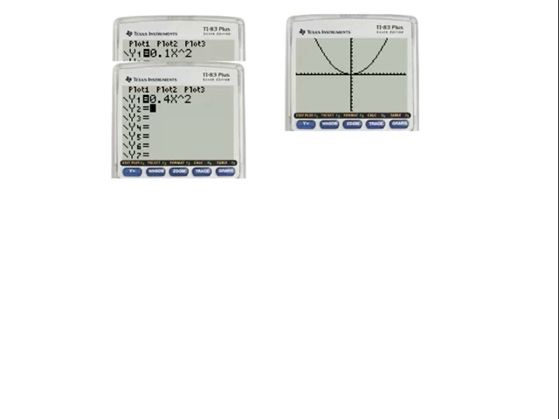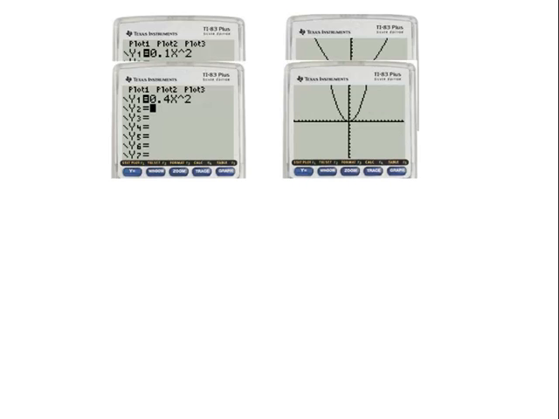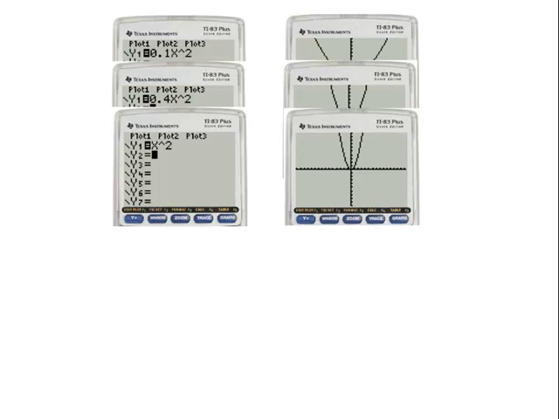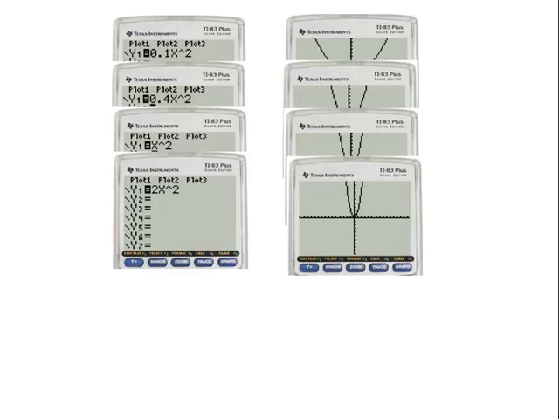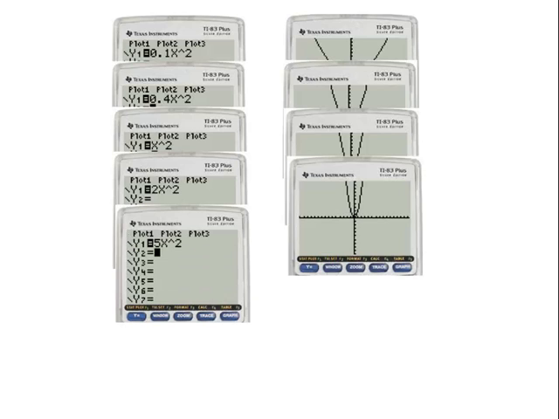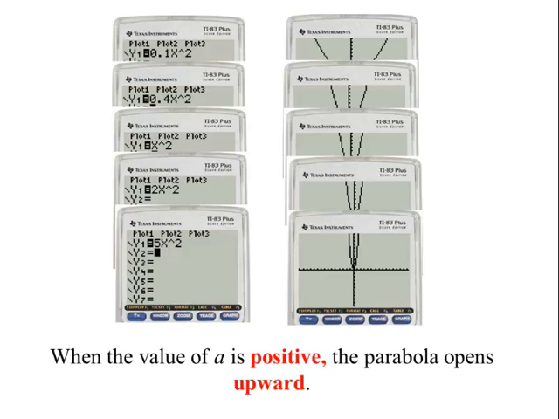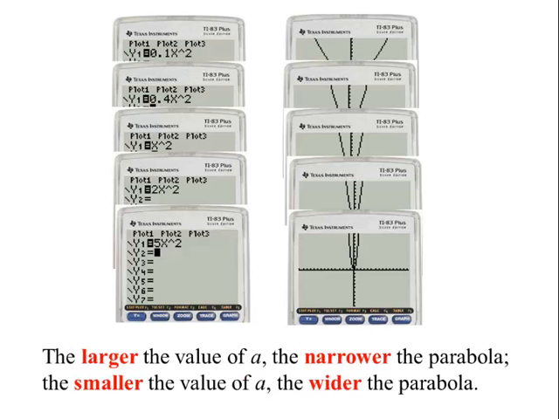When a is 0.4, we have this graph. When a is 1, we have this graph. When a is 2, we have this graph. And when a is 5, we have this graph. So there are two things going on here. All these values of a are positive. So when the value of a is positive, the parabola opens upward, and the larger the value of a, the more narrow the parabola. The smaller the value of a, the wider the parabola.